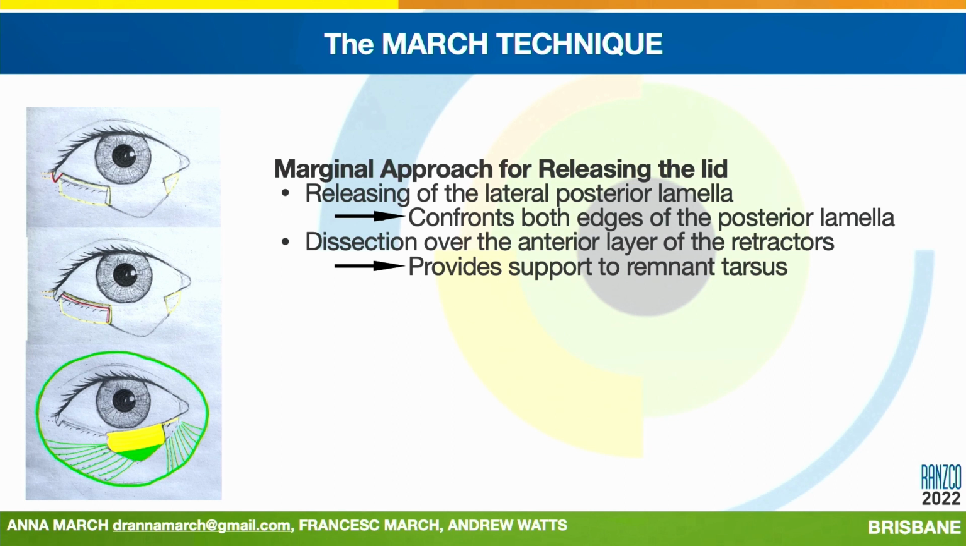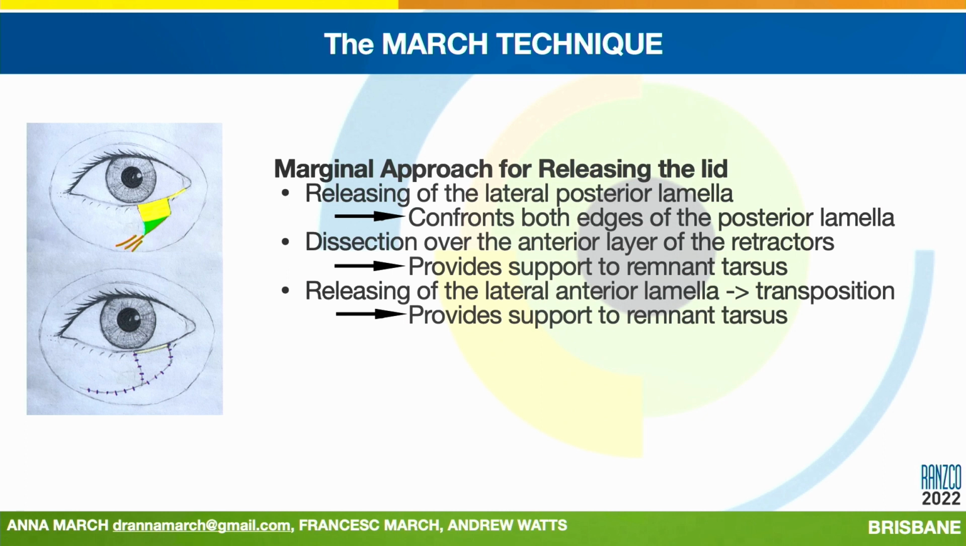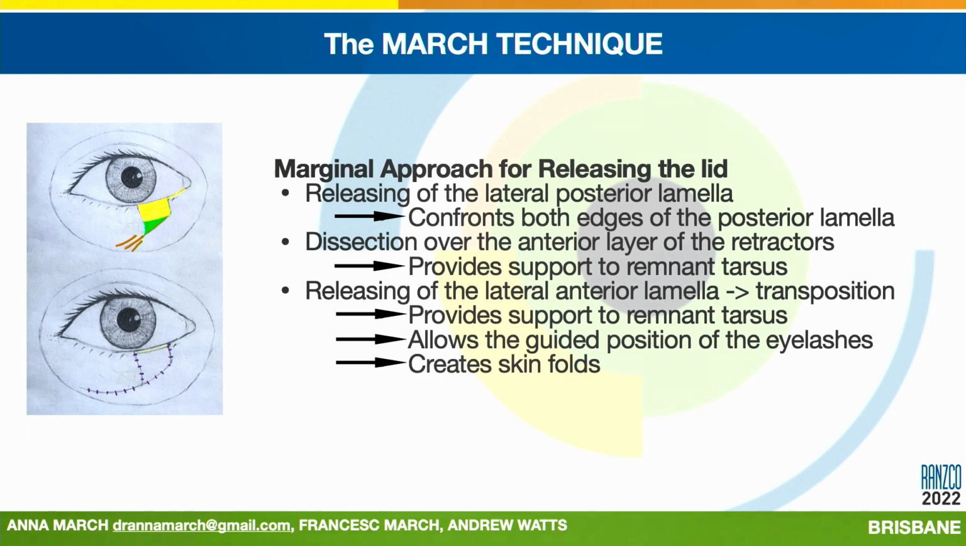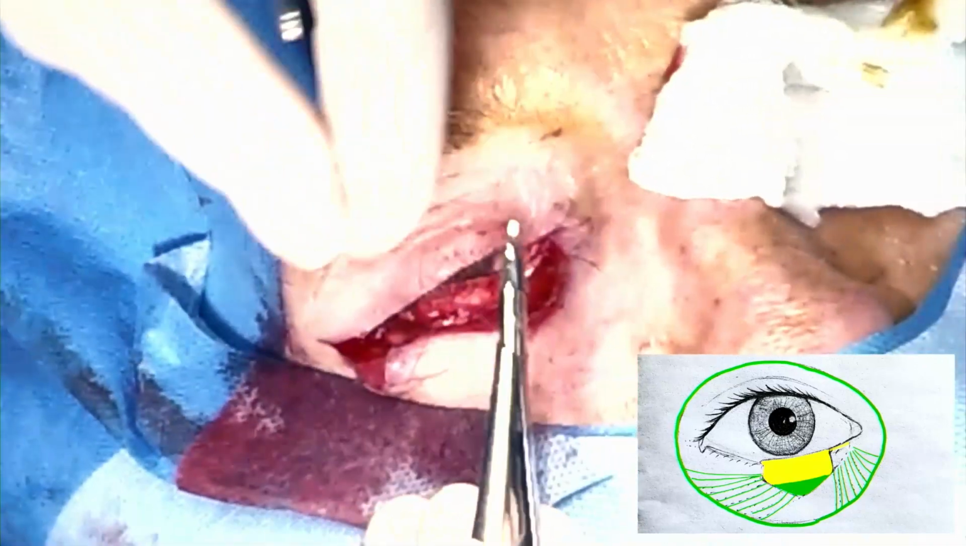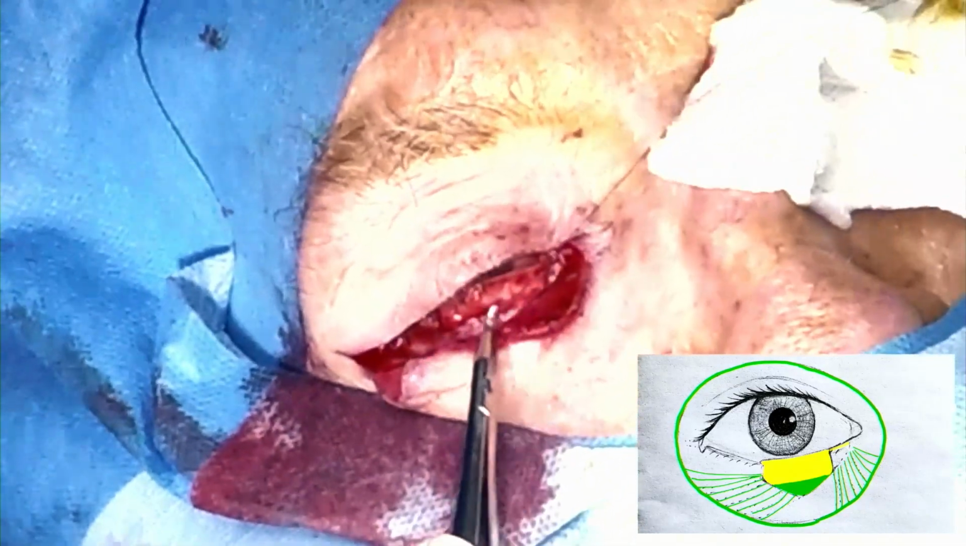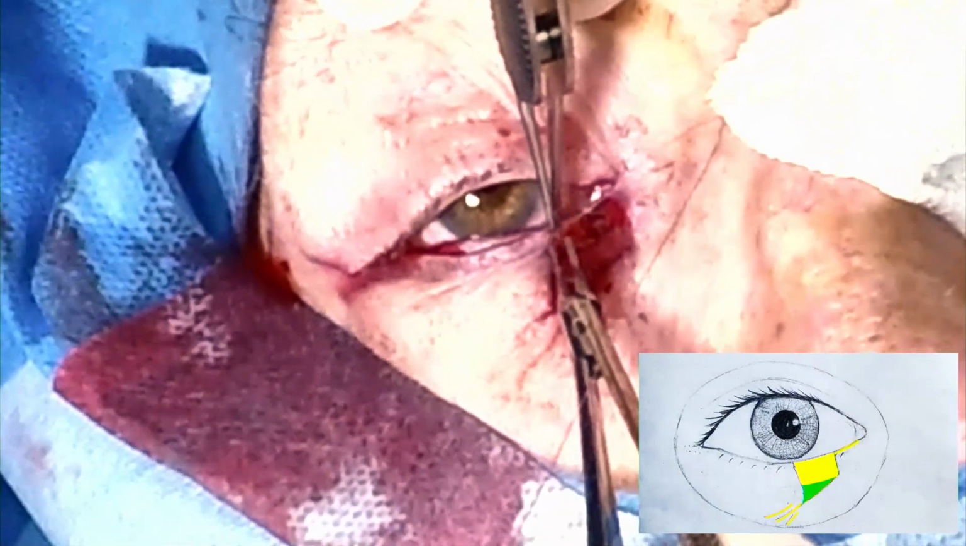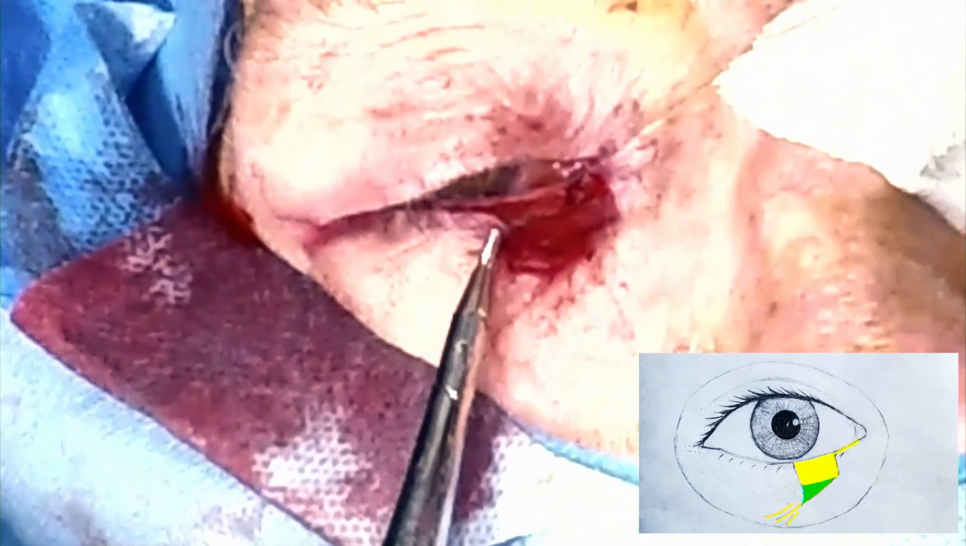And with the dissection above the anterior layer of the retractors and the immediate transposition of the anterior lamella, we will have enough support for the posterior lamella. And with the releasing of the anterior lamella, we can decide where we want to put the remnant eyelashes, as well as create some skin folds that will benefit the reconstruction. For the closure, we can anchor the remnant posterior lamella to the medial tarsal edge, if there is any, or to the medial canthal tendon. Then we displace the anterior lamella medially, and we suture that.